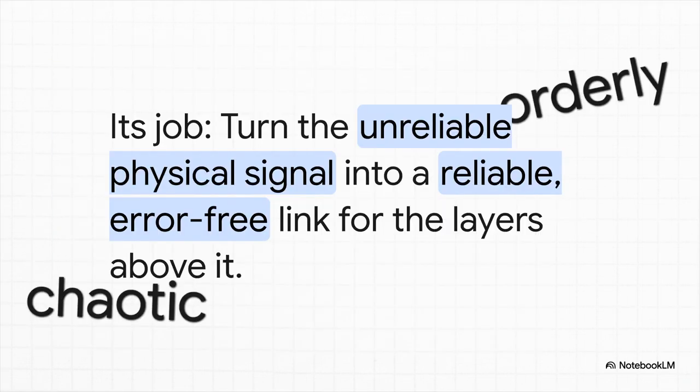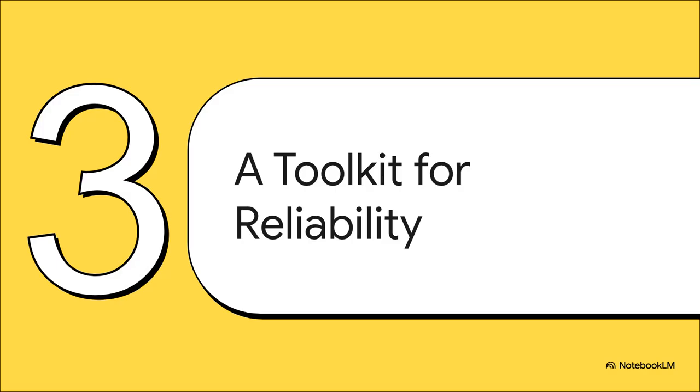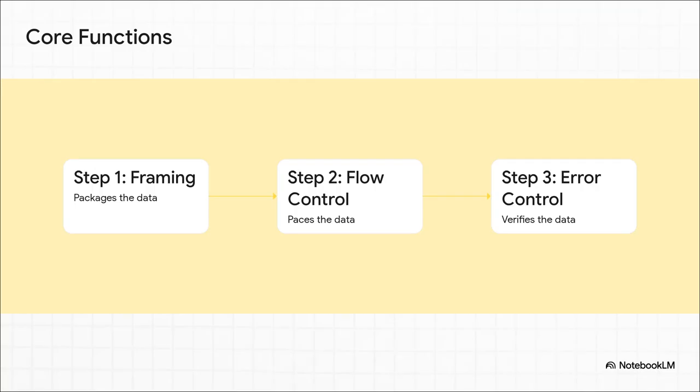So its mission, if you will, is super clear. Take that messy, unreliable physical signal we just saw and turn it into a clean, dependable, error-free link. It's like the ultimate traffic cop for your local network, making sure every single piece of data gets handled correctly. So how does it pull this off? It's not magic, though it kind of feels like it. It has this really powerful and honestly pretty clever toolkit. And it all boils down to 3 key functions that work in perfect harmony. And here they are: framing, flow control, and error control. One to package the data, one to control the speed, and one to make sure it's all correct.